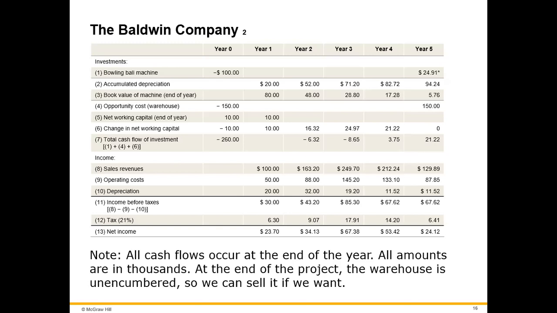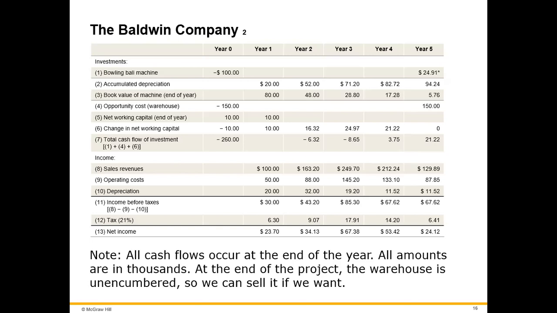If we subtract 5,760 from that, the book value, it tells us the gain on that equipment. Okay, that gain must be taxed. $24,240 is the gain. You should then multiply that by 21%. So the tax on selling that bowling ball machine, the tax on the gain is $5,090.